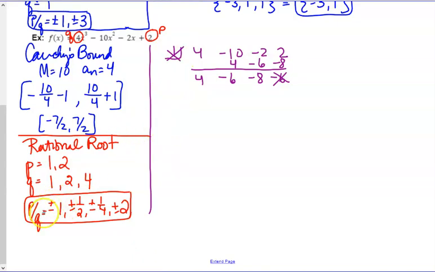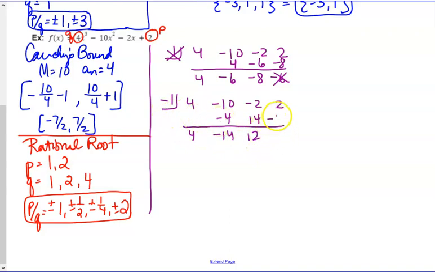So if 1 didn't work, let's go to the next one. Let's try negative 1. 4, negative 10, negative 2, 2. I bring my 4 straight down, and I multiply, gives me negative 4. When I add, I get negative 14. Multiply, I get positive 14. Add, I get 12. Multiply gives me negative 12. And when I add these two, it gives me negative 10. Again, I'm looking for a 0 to make that a root. So that doesn't work. Means that neither one of those works.